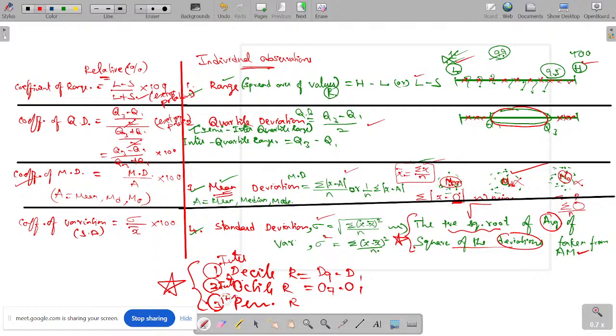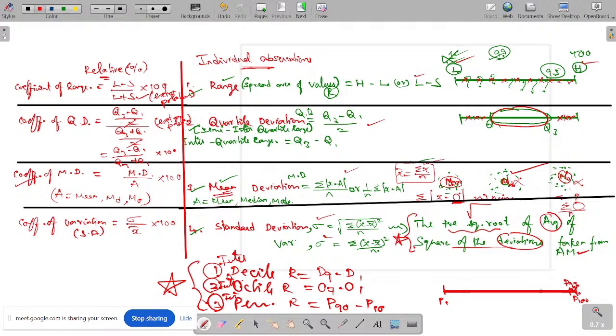Percentile, inter-percentile range will not consider P99. Instead, we consider P90 minus P10. Because when you plot the values roughly, you will get P1 over here and P100 over here, and P99 will be very close to the extreme value.